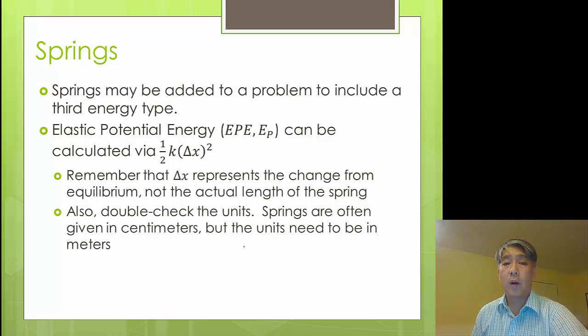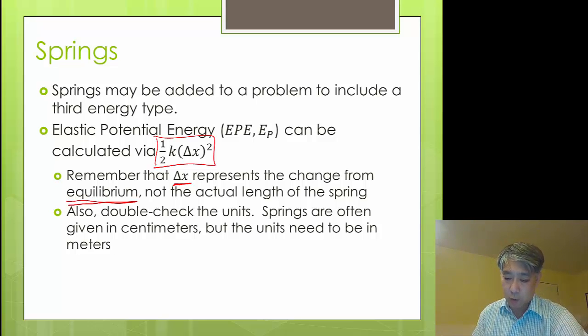Springs, we can always add a spring to a problem to include a third energy type. The energy in a spring, again, is 1/2 kx squared. A couple of things to remember: delta x represents the change from equilibrium, not the actual length of the spring, and also double check your units. Springs are often given in centimeters, but the units need to be in meters. k will have the units of newtons per meter.